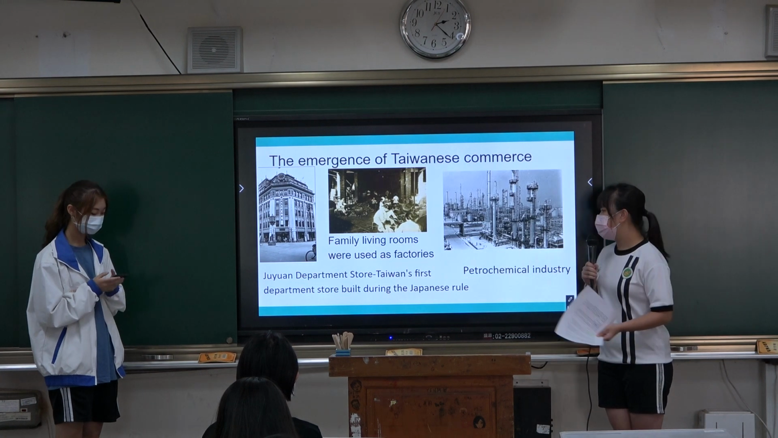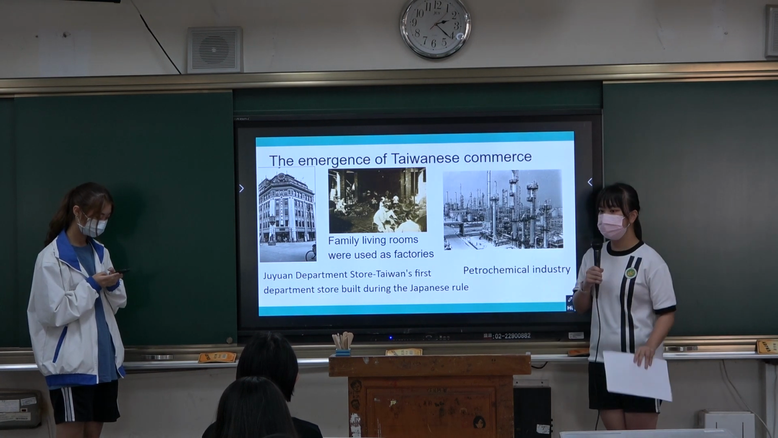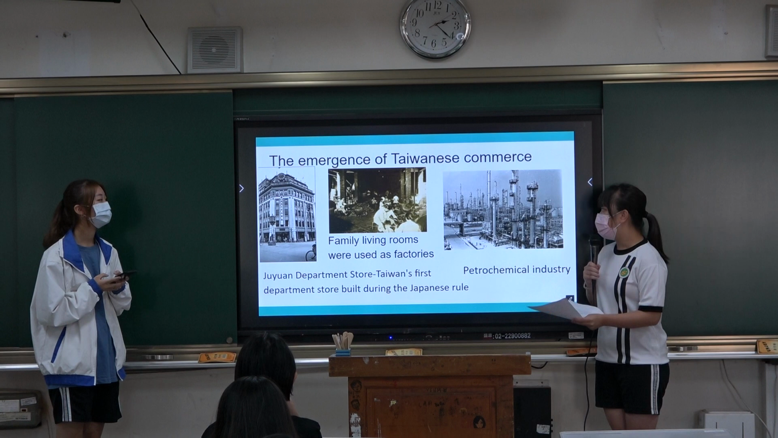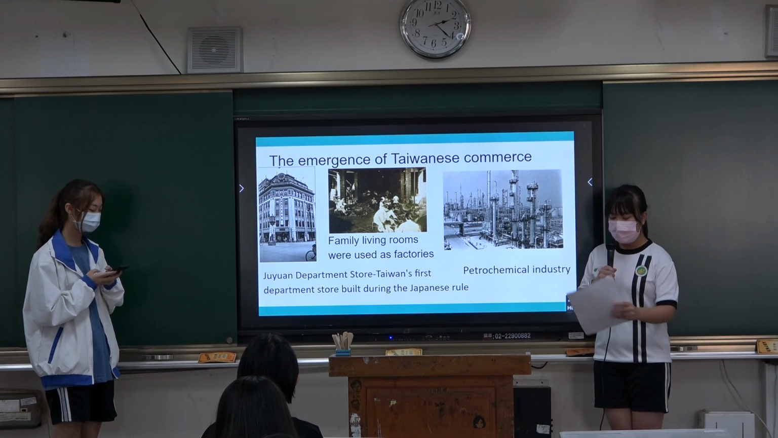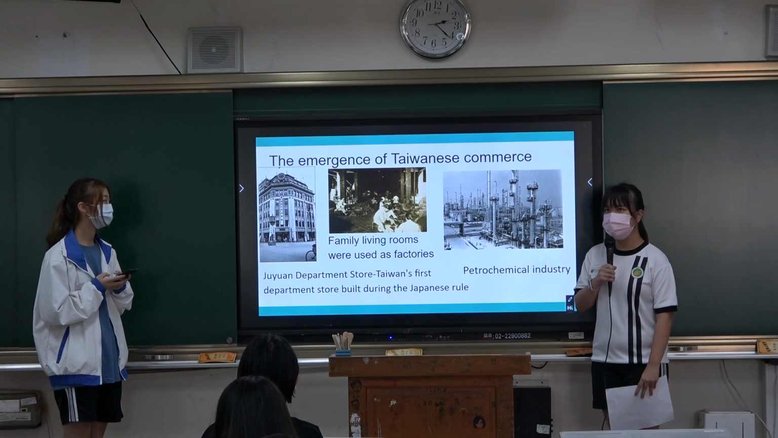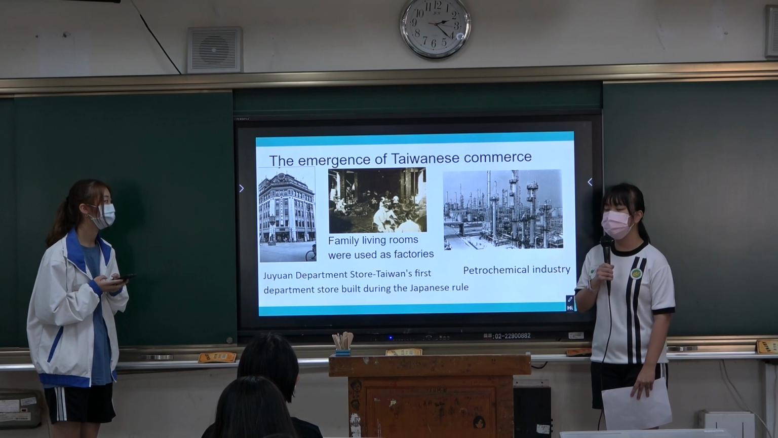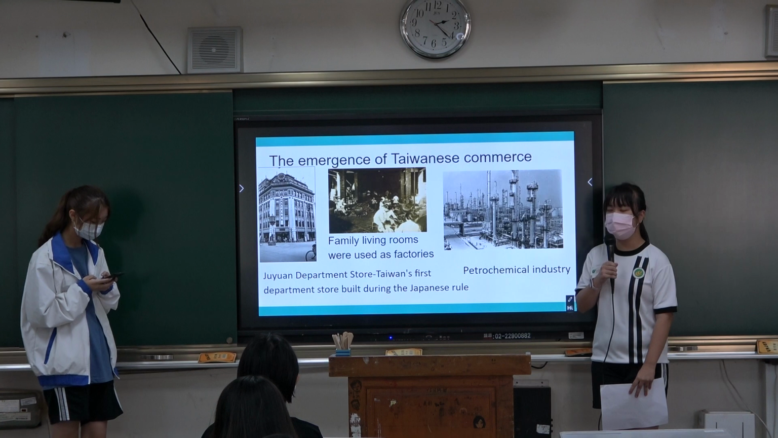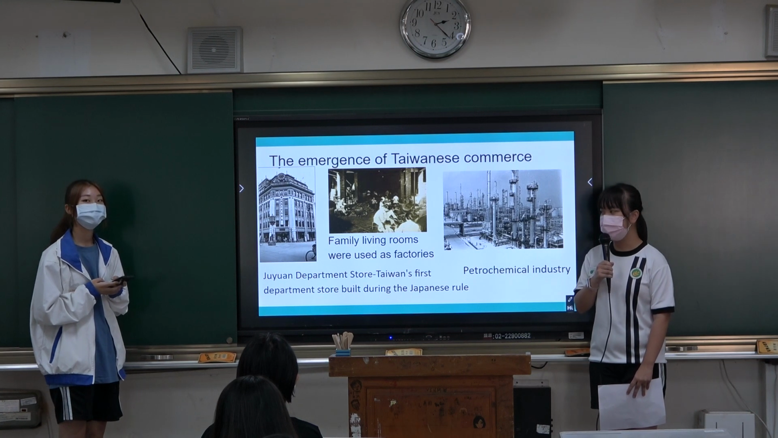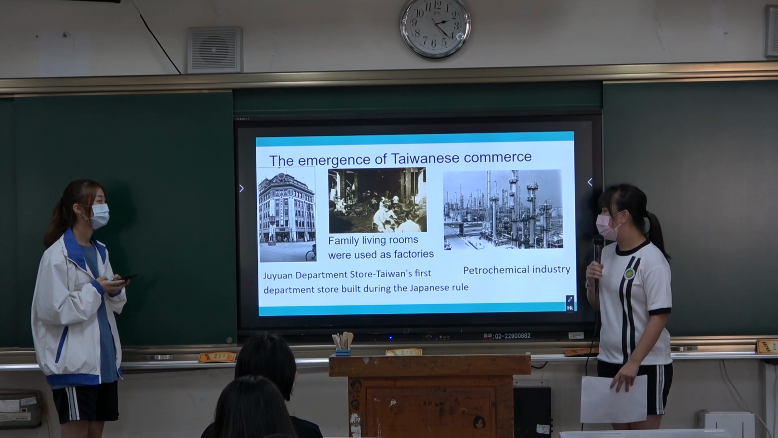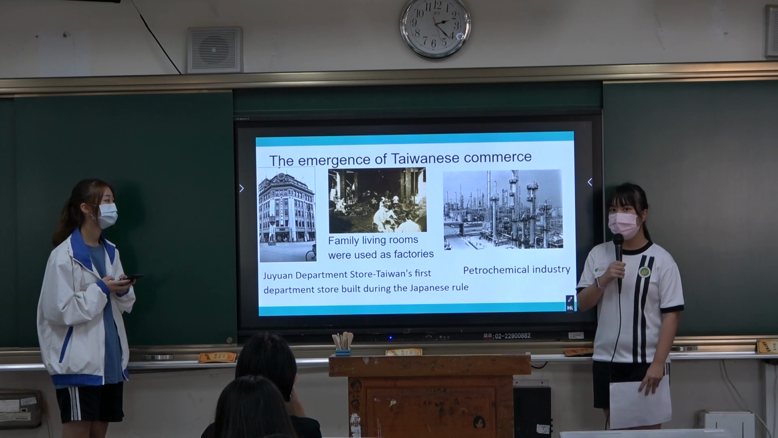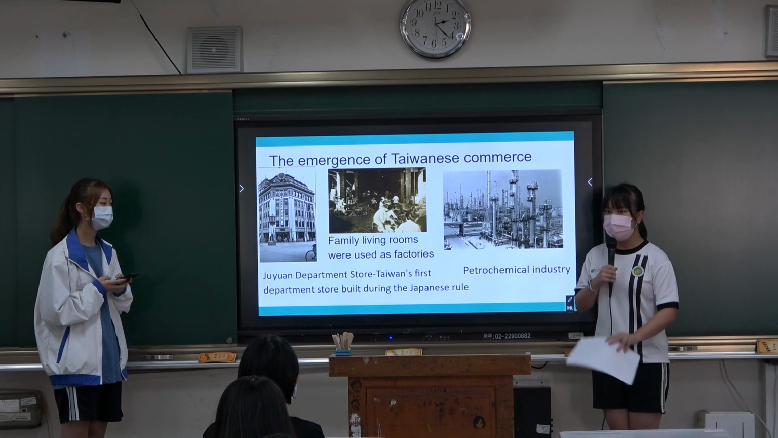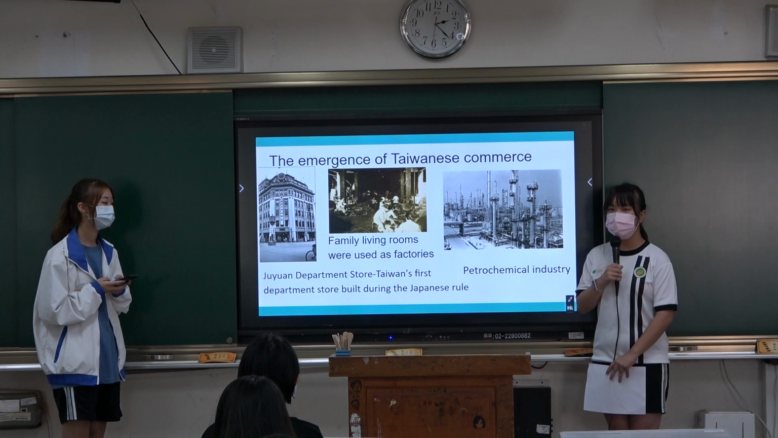And picture 3, this is the petrochemical industry. This is one of our Top 10 Construction projects. Because of the first oil crisis in 1973, our President Chiang Ching-kuo wanted to improve Taiwan's infrastructure and industrial upgrading. So he set up the Top 10 Construction. This also made great contributions to Taiwan's economic takeoff.